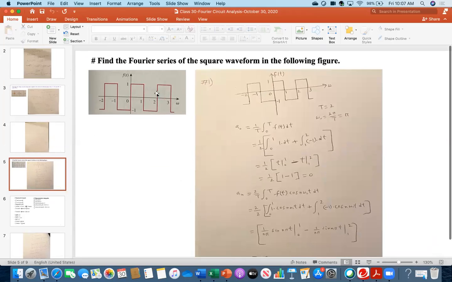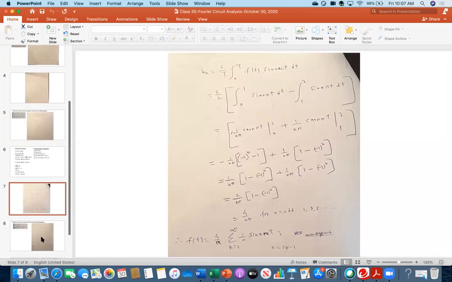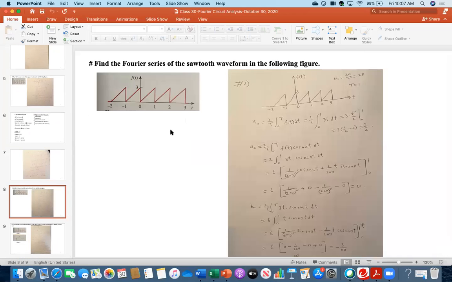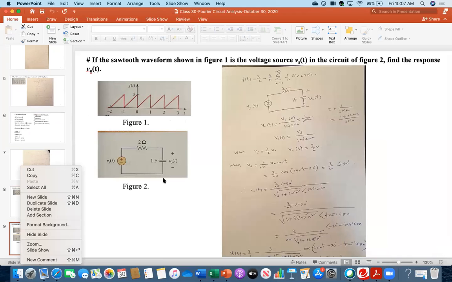I think in signals class you have done this type of thing, right? Fourier series calculation for the square waveform or the sawtooth waveform. Have you all done these in signals and systems class? Yes. I think you did this thing. What you did not do, I think, is this type of application, right? Correct. So that is the thing we are doing here because this is circuit class. We are applying the concept of Fourier series to the circuit problem.